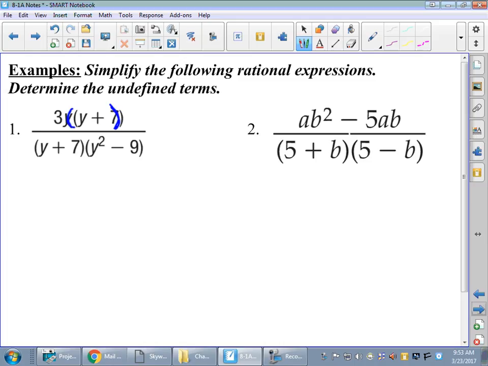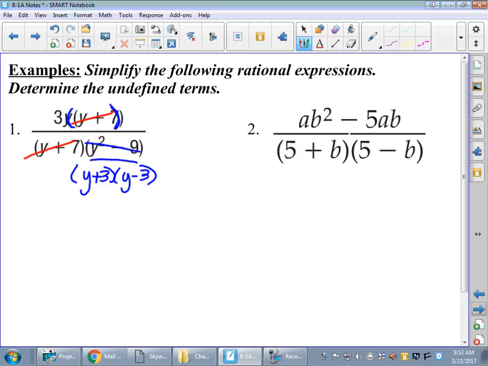The second quantity in the denominator can be broken down again. I notice it's a difference of perfect squares. So actually, I can break this one into y plus 3 times y minus 3. It really didn't help me in this case because I can't cross them off, but I needed to look. So I can see that my common factors that I can cancel are the y plus 7s. I cannot cross off any of those 3's because one's a 3 and the other one's a y plus 3 or a y minus 3.